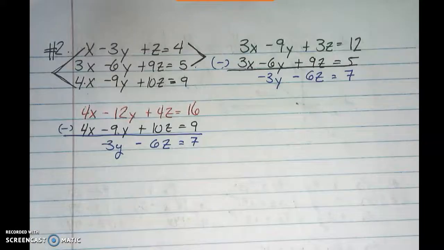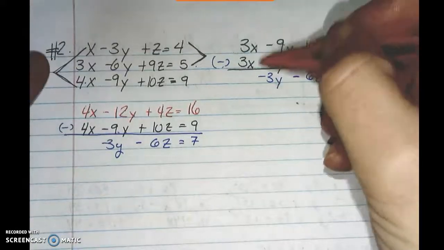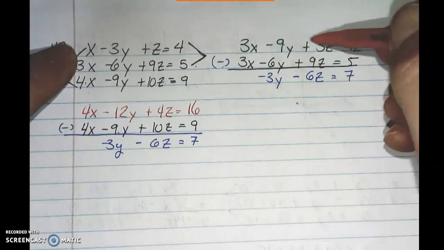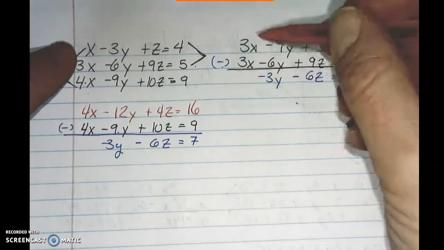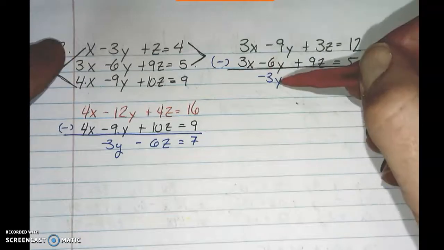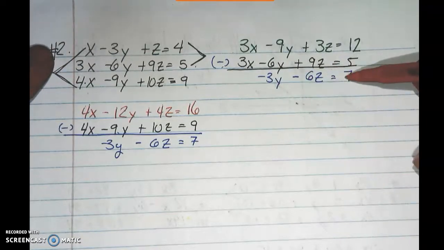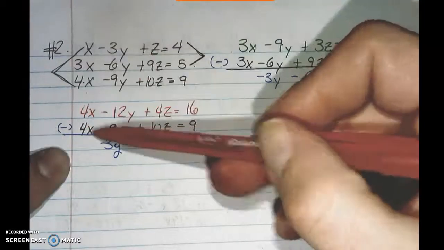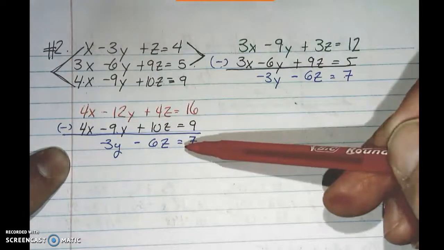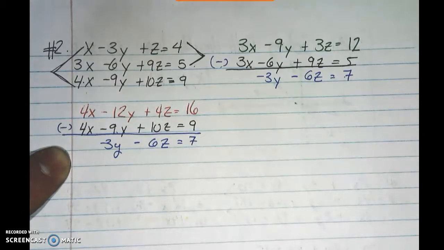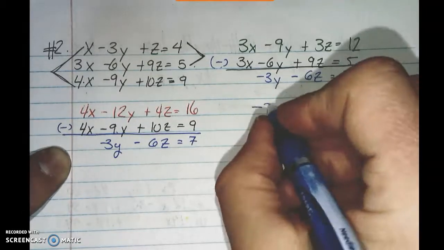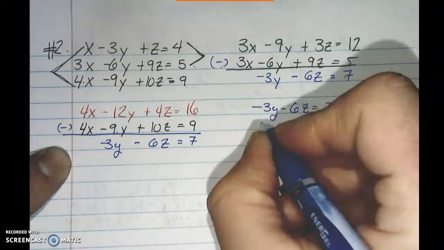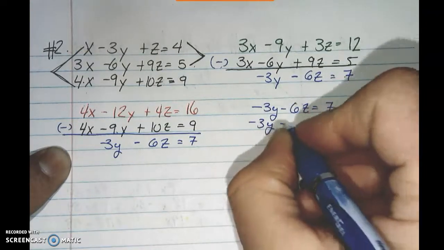Okay, so we have done this one right here, so we multiplied that first equation by 3. We subtracted them because the signs were the same. So we got -3y minus 6z is equal to 7. And then we come down here, and then we got -3y minus 6z is equal to 7. Now we're going to take those two equations. We're going to see what happens. You already can see that they're the same, correct?